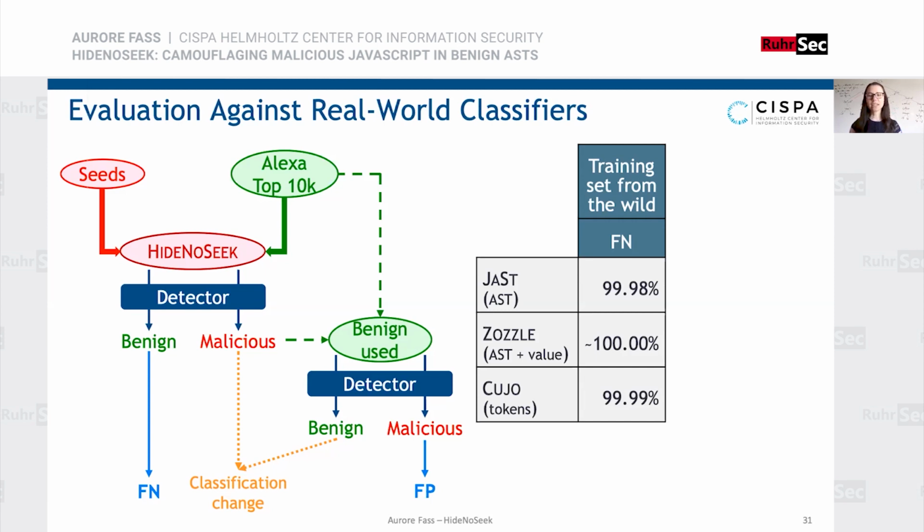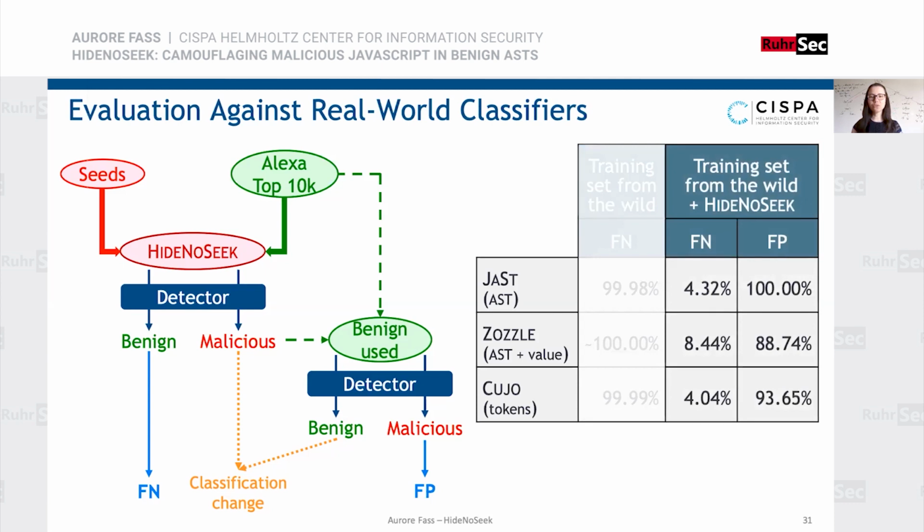So we leverage the fact that the machine learning-based detectors are able to learn. So we added some HideNoSeek samples inside the training set and retrained the detectors. This time, interestingly, the majority of HideNoSeek samples are correctly classified, so we do not have that much false negatives. So we decided to analyze the benign samples, which were used for the camouflage, and this time we have a lot of false positives. So why? Because the benign and the malicious samples have the same AST by construction, meaning that either all of them are recognized as malicious or all of them are recognized as benign.